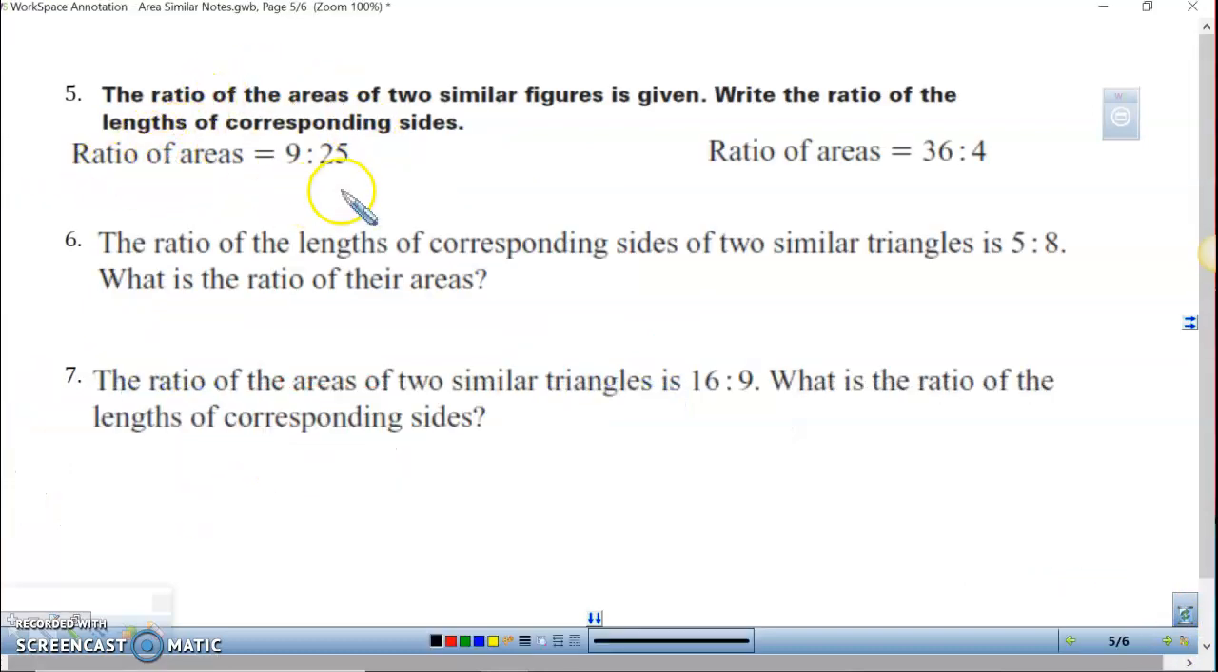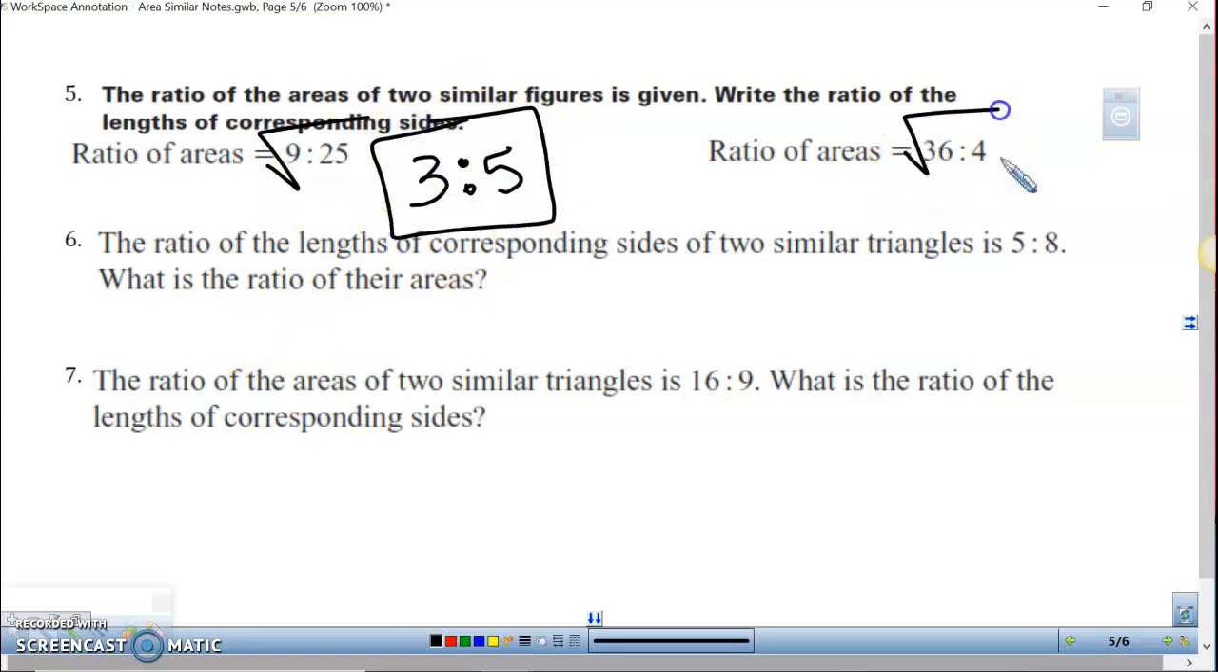Number 5. These are ratios of areas. They want to know what the ratio of the side lengths is. Well, just square root it. Square root of 9 is 3. Square root of 25 is 5. You're done. Call it a day. Square root of 36 is 6. Square root of 4 is 2.